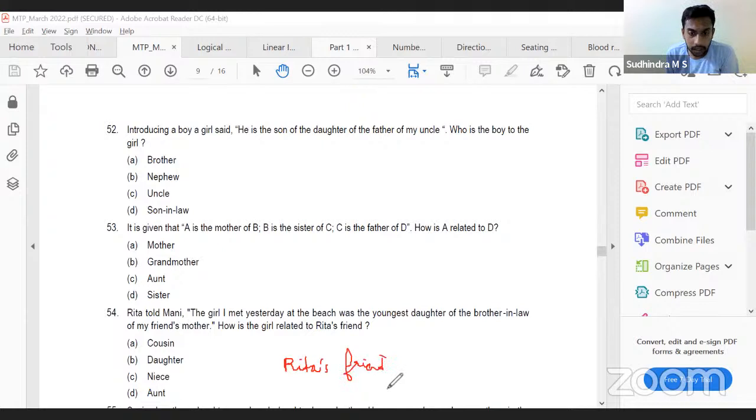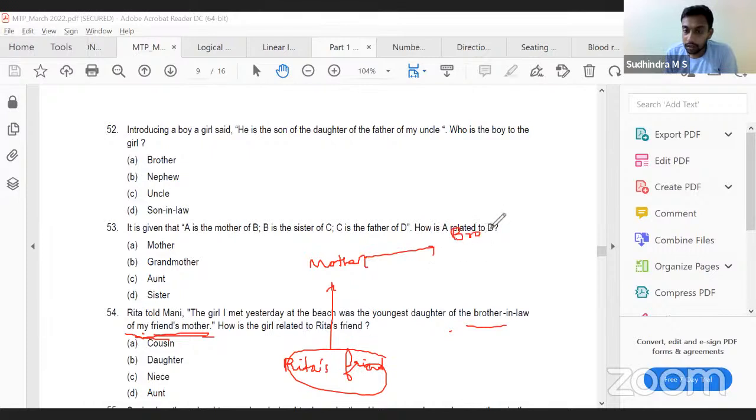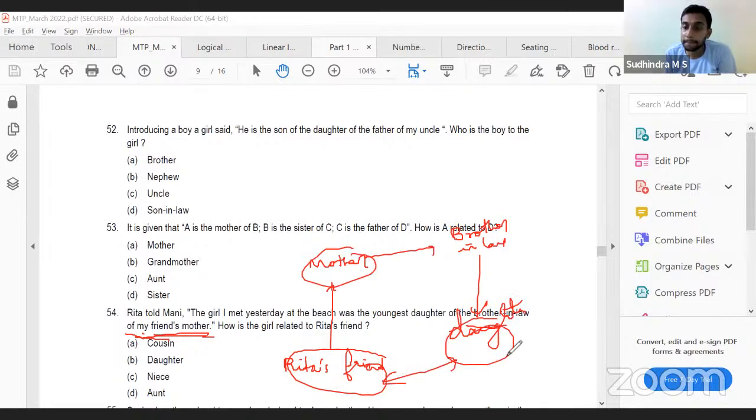Rita's friend, youngest daughter of brother-in-law of my friend's mother. So friend's mother, brother-in-law of my friend's mother. So mother's brother-in-law, youngest daughter. So daughter. So mother's brother-in-law's youngest daughter. How will she be related? Cousin. Brother-in-law means father's brother, could be, right? So it's cousin. So that girl was the cousin of Rita's friend.